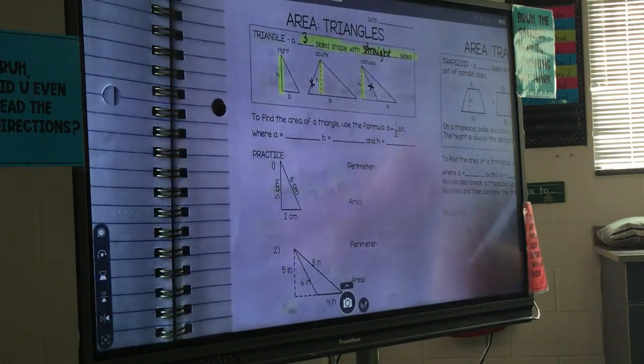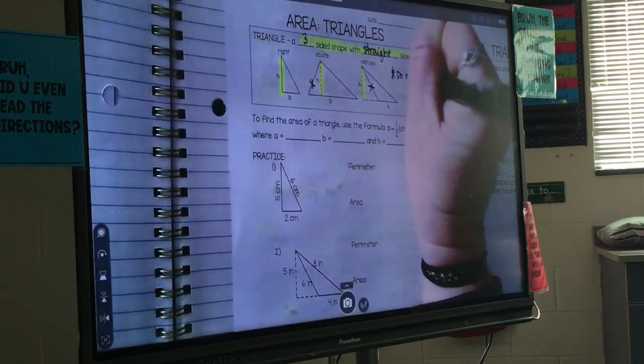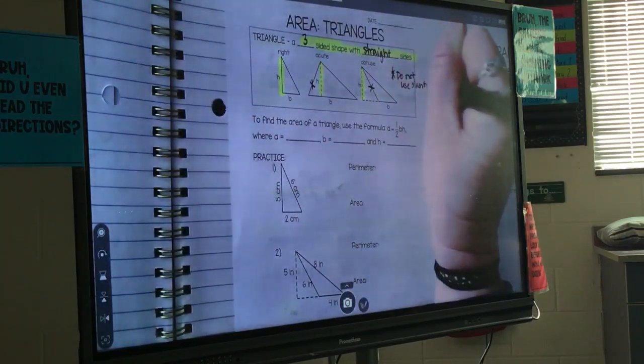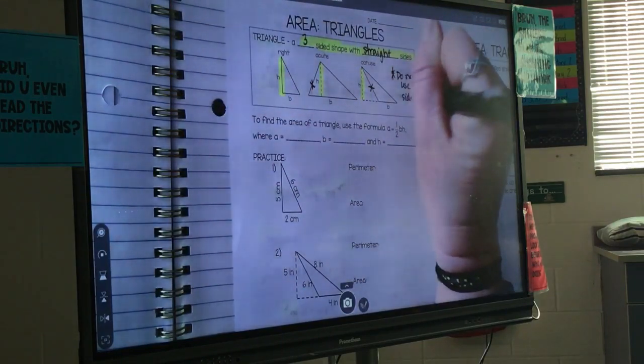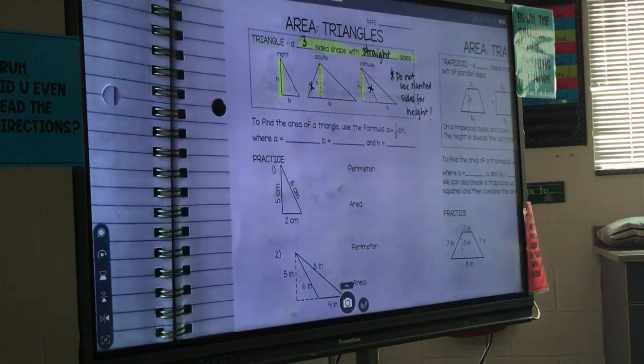So if you want to make a note, do not use slanted sides for height. And you're going to hear me say that a ton, but I need you to get that through your heads, because that is going to be what keeps you from passing or failing area with geometry. Okay? You've got to understand that you do not use the slanted lines for the heights.